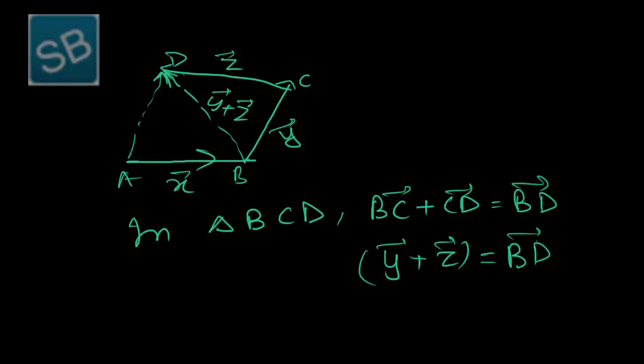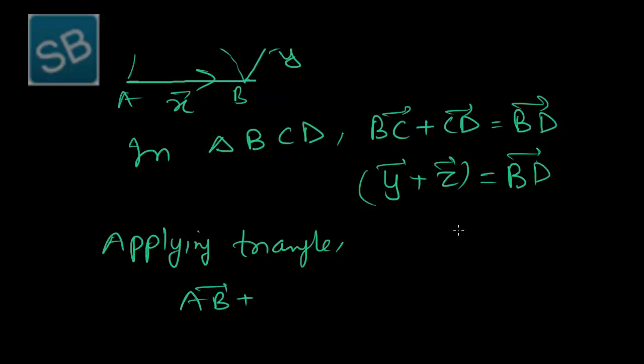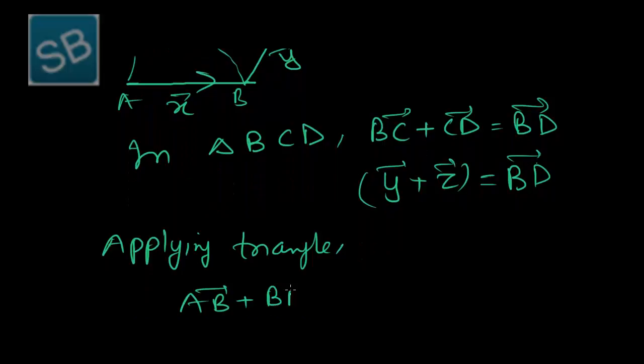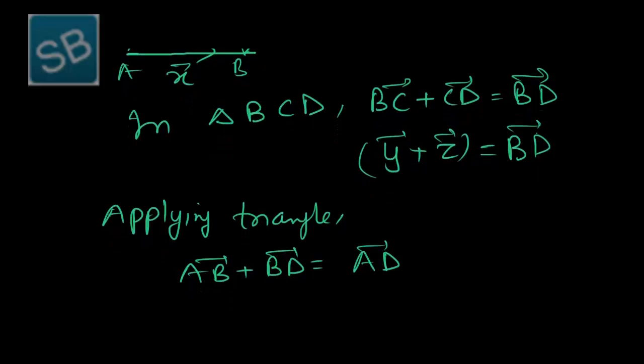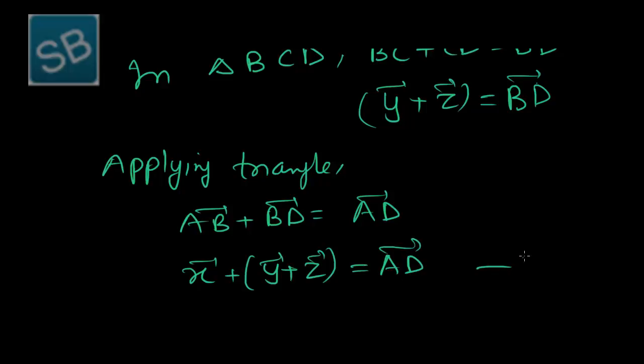Now applying triangle law, we get AB plus BD is equal to AD, that is by triangle law. So we get AB as vector x and BD as vector y plus z. So this is again the value of AD, that is number 2.